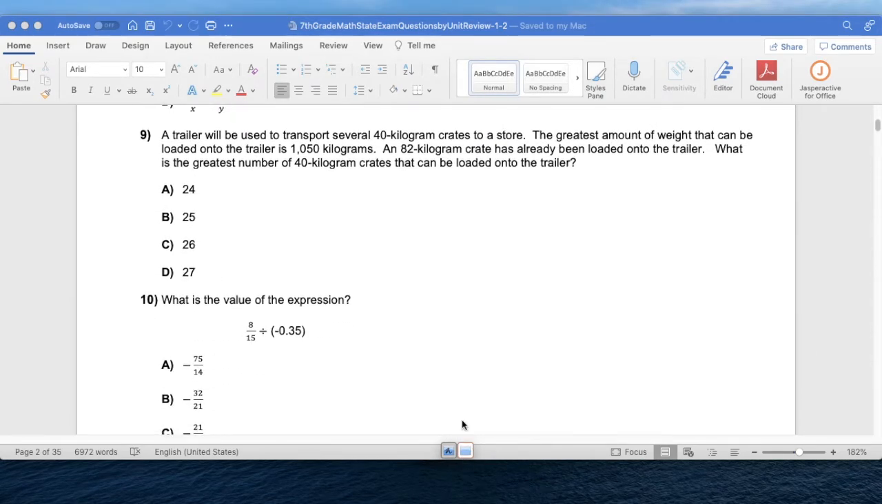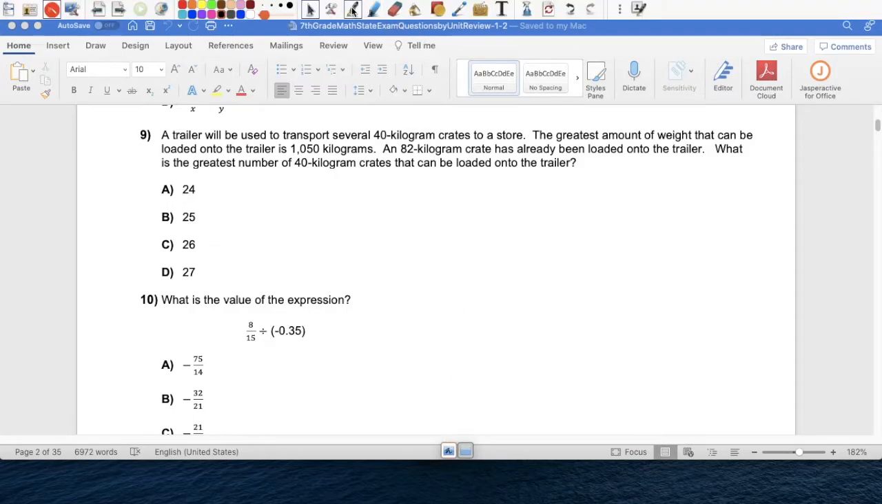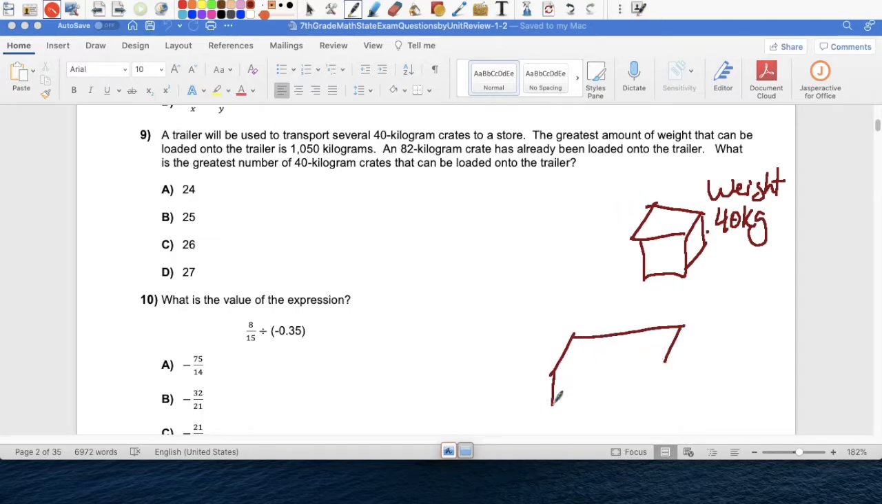Nine, a trailer will be able to transport 40 kilogram crates to a store. So every crate weighs 40 kilograms. That's the weight of every crate. The greatest amount of weight that can be loaded on the trailer is 1,050 kilograms. So there's a truck. Okay, there's a truck. Actually, there's a truck. Right?